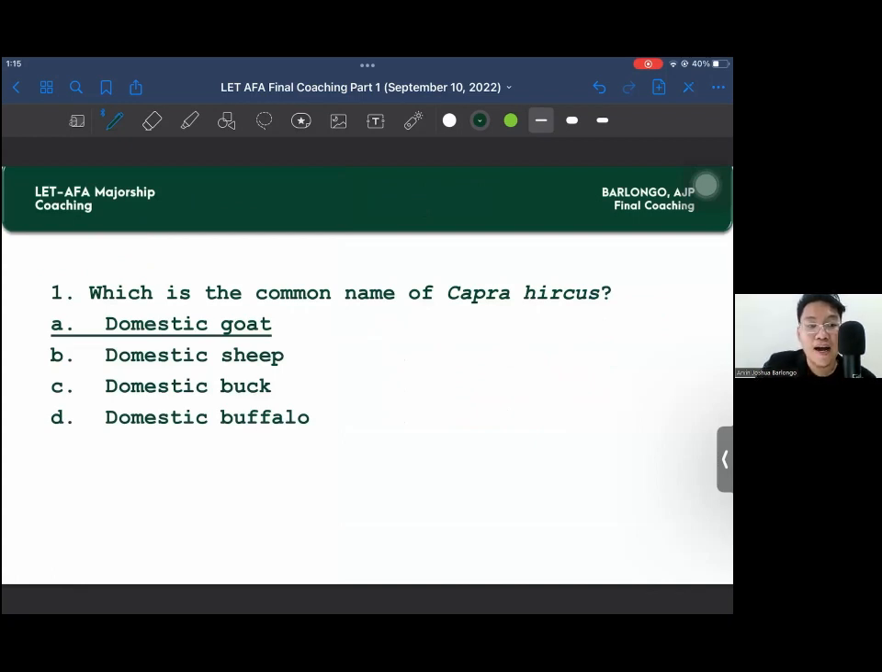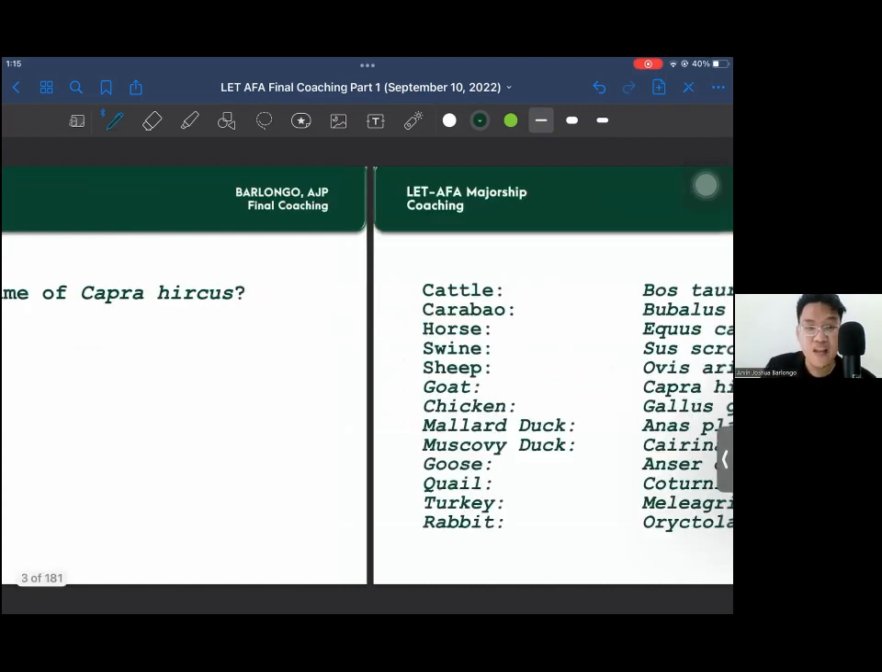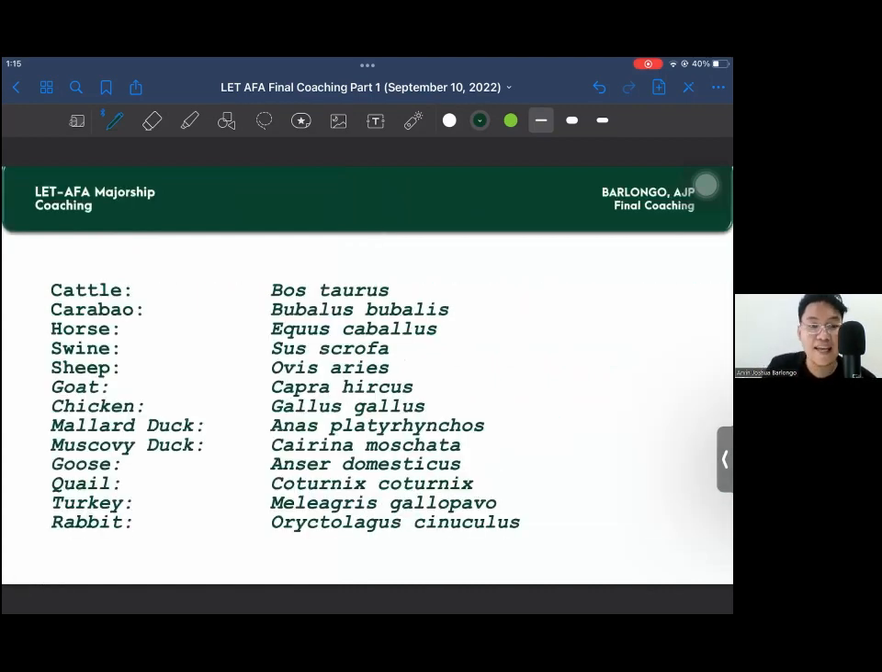Okay? So I will flash this slide. Ayan. So you can take note of the different scientific names ng bawat farm animals. I will give time for you to take note itong mga to, kasi hindi ko alam kung yung meron, kasi mga iba na ang in-avail lang ay itong final coaching. So I will give you time to copy this.